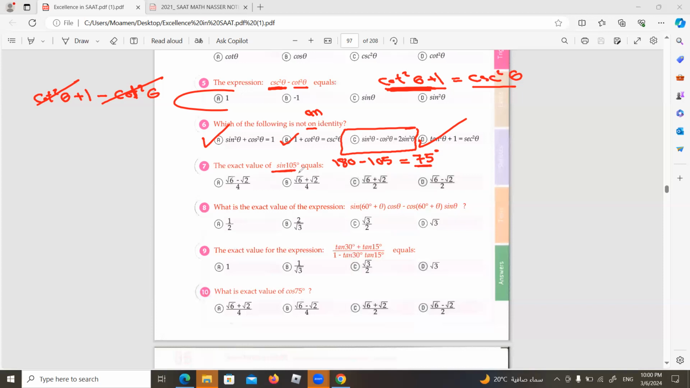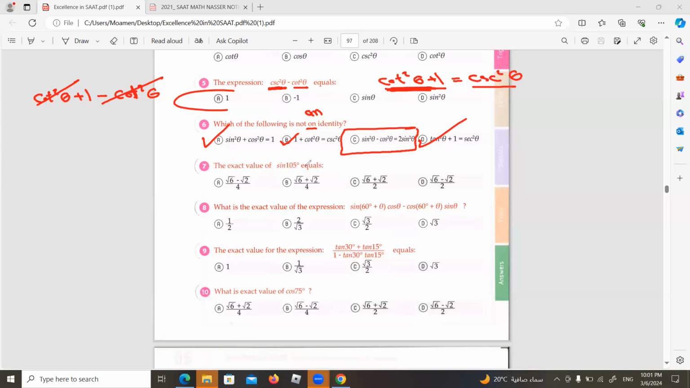I'll use the sum or difference of two angles. Using 105 or 75 is the same, so there is no need for that extra step. I just use the same angle, 105. So sine 105, I'll turn it into the sum of two angles.